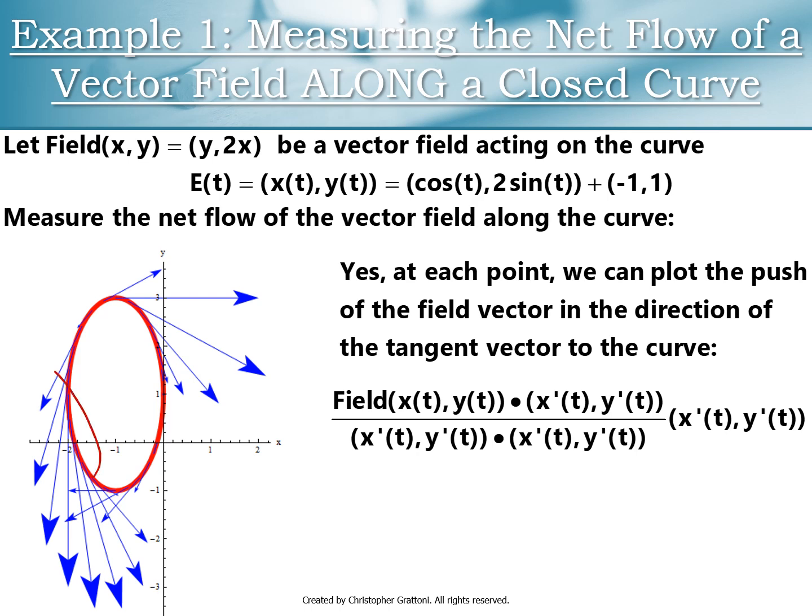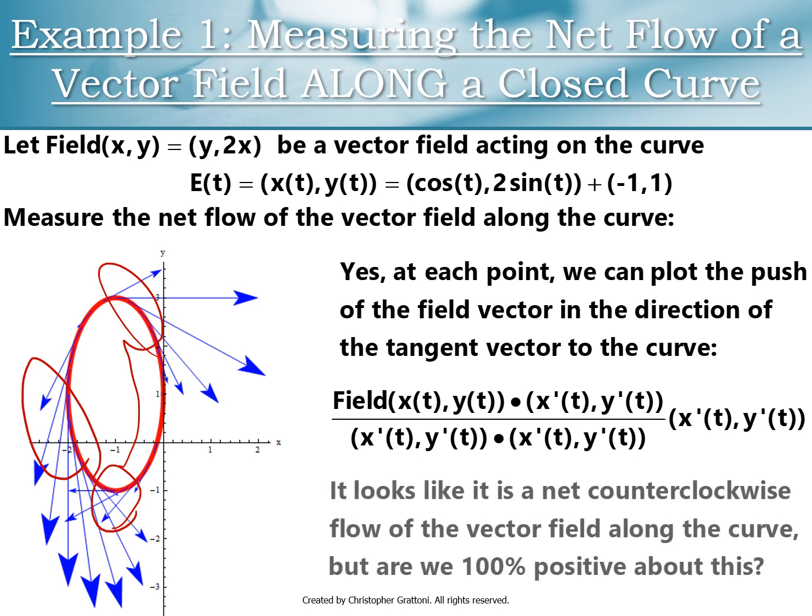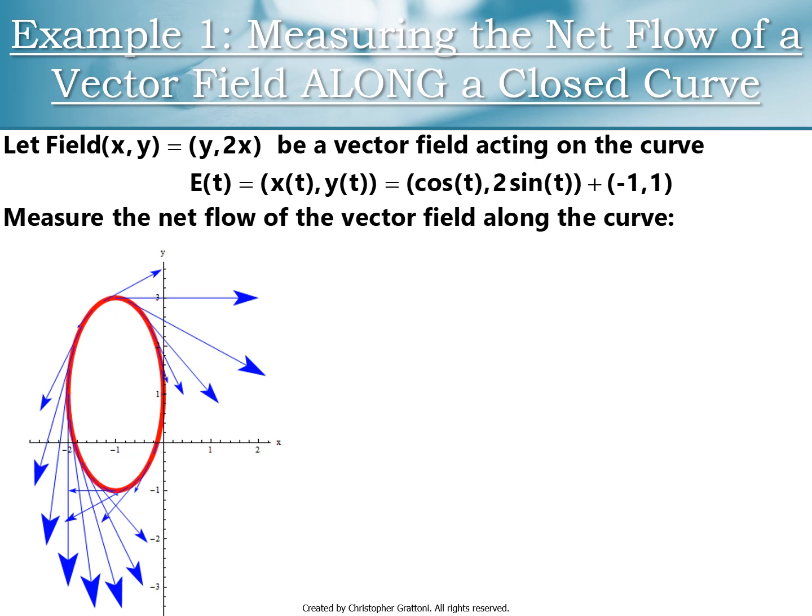You can see we have a bundle of vectors over here that are pointing in the counterclockwise direction, and then we have two bundles of vectors that are pointing in the clockwise direction. It's not super obvious if the net flow of the vector field along that curve is going to turn out to be clockwise or counterclockwise. And since we're not 100% positive, we want a more concrete method for performing these calculations.